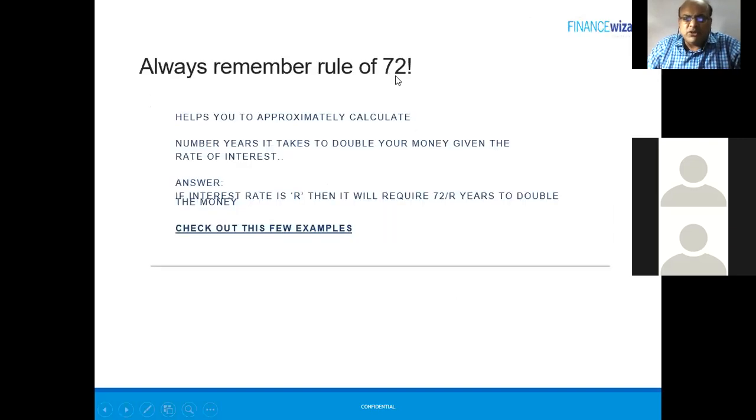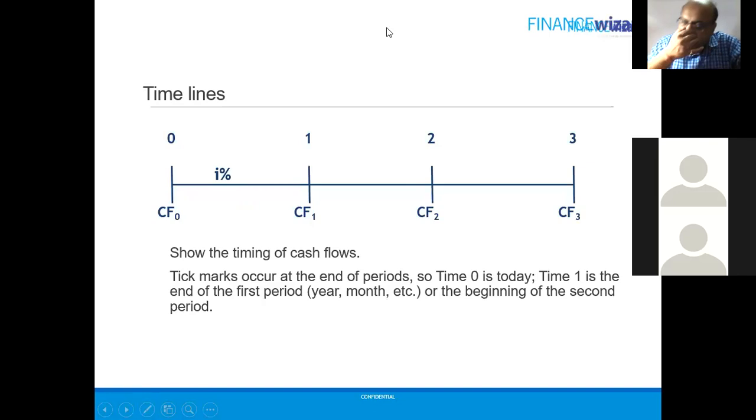Rule of 72, I'm sure you must be knowing. Rule of 72 simply tells you, at a particular rate of interest R, how much time it will take for your money to double: 72 by R. So if the interest is R, then it will require 72 by R years to double the money. But since we are dealing with Excel, we will do well to use direct calculation in place of the rule of 72. Maybe the rule of 72 has certain interesting uses that I will tell you at a later stage.